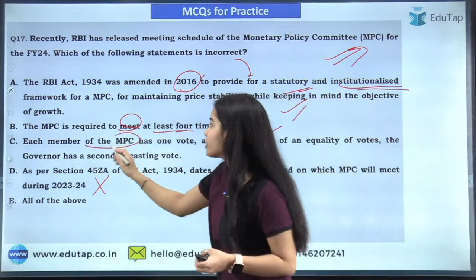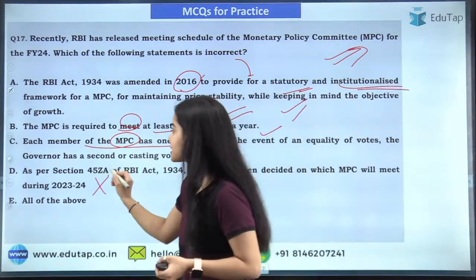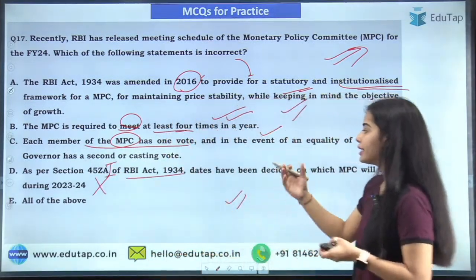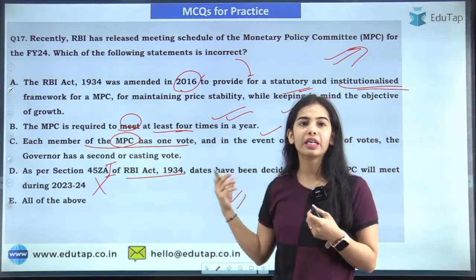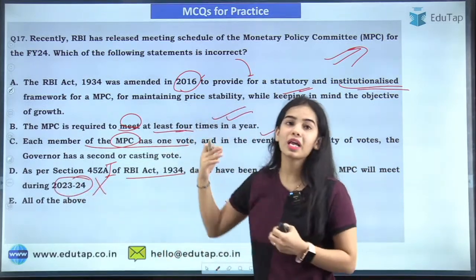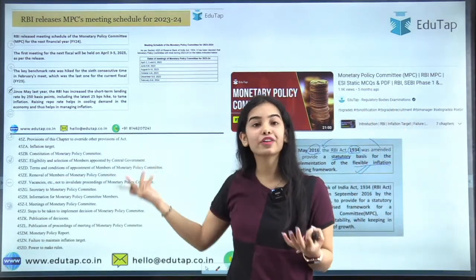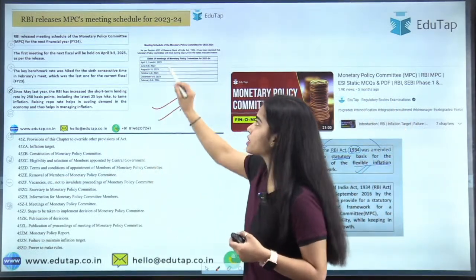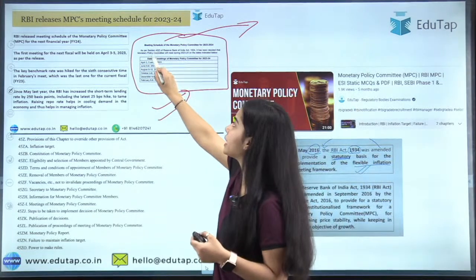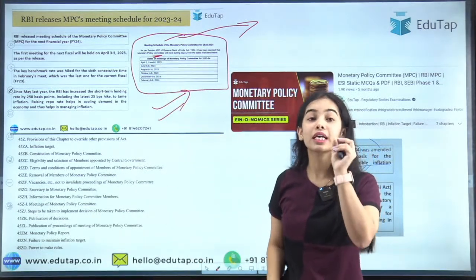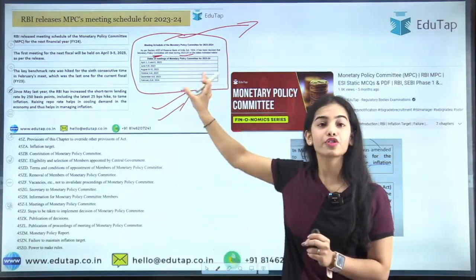Each member of the MPC has 1 vote, but the governor has a second or casting vote. So as per section 45ZI of the RBI Act, the dates have been decided on which the MPC will meet during 2023-24. So here, first of all, why can this kind of question come? Because recently the schedule was released, and in the notification given by the RBI it was particularly written that as per section 45ZI of the Reserve Bank of India Act 1934, the schedule has been decided.